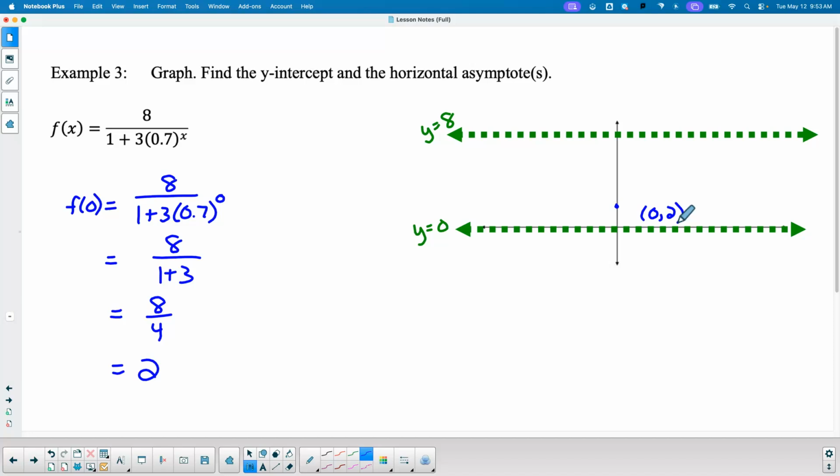Is this a logistical growth or a logistical decay? Growth or decay? It's a growth because b is less than 1, right? Yep. Okay. So we've got to think opposite from exponentials. So this is a growth. So it's going to start out low, come through, level up.